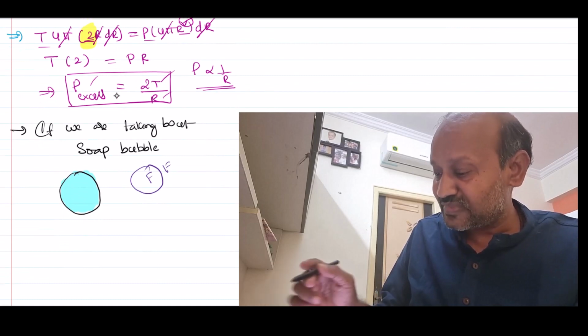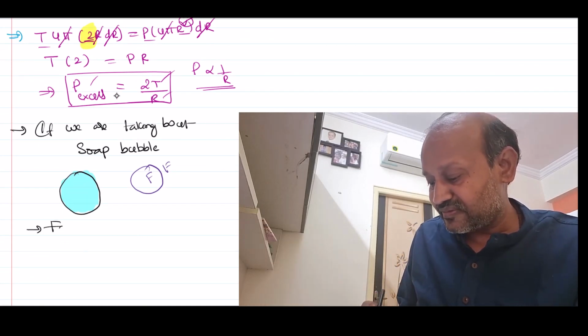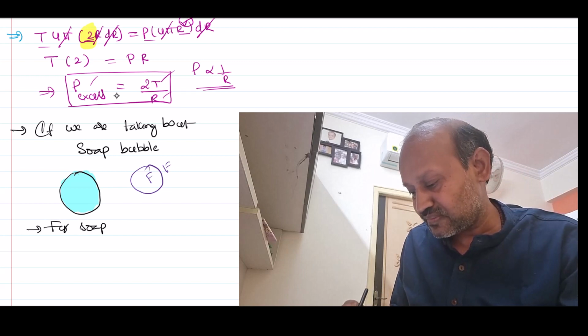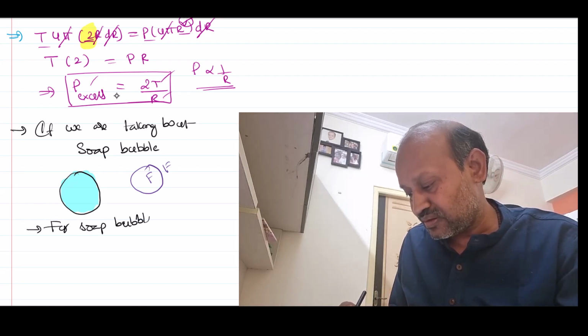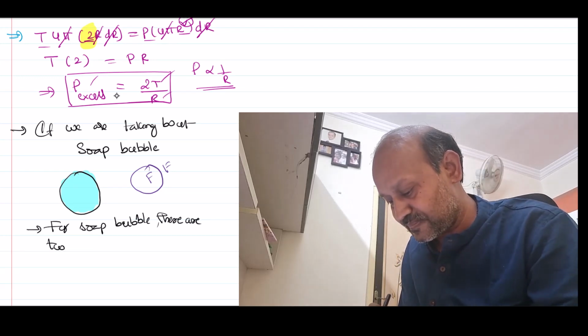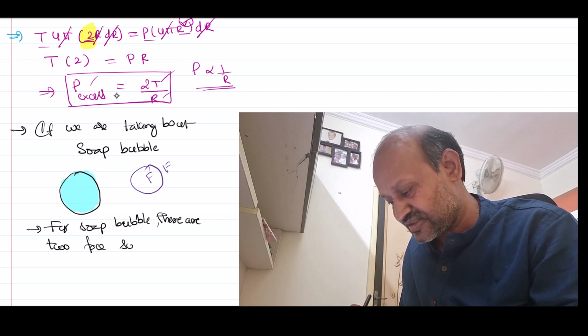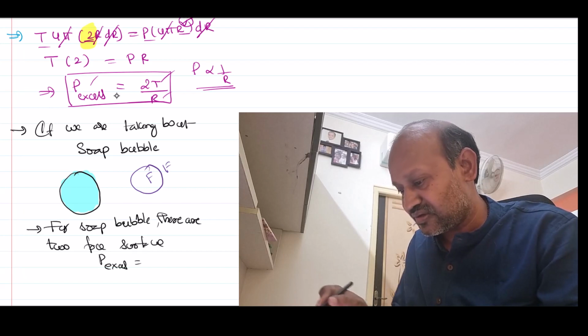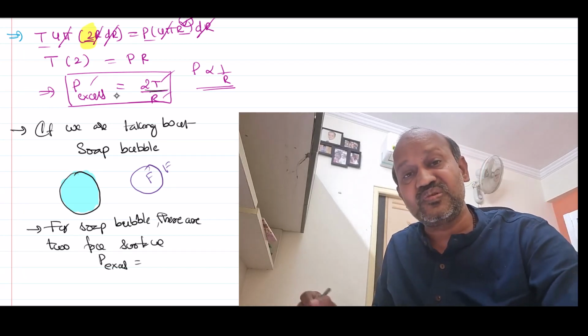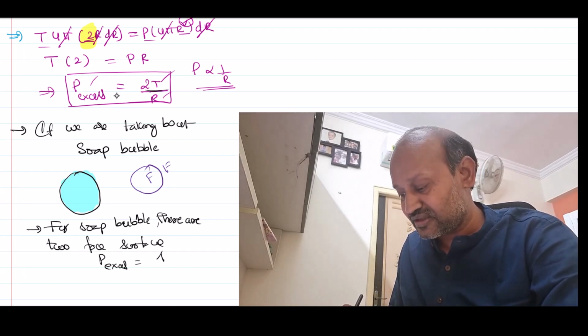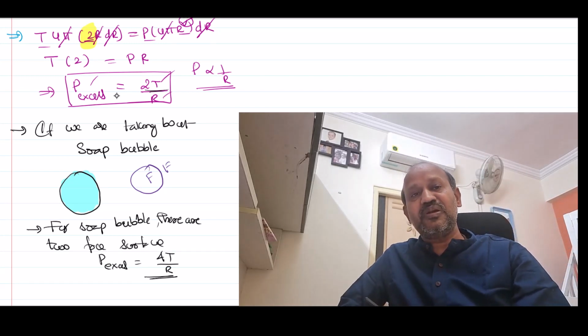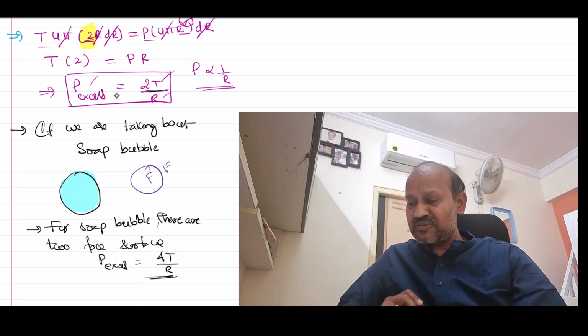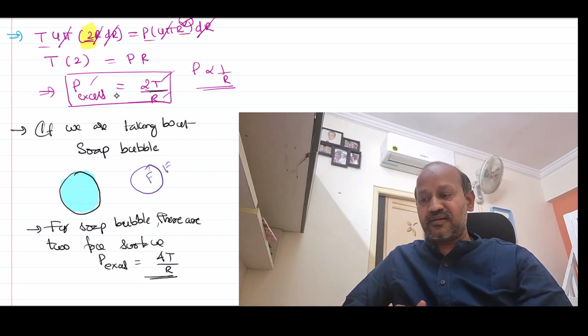For a soap bubble, there are two free surfaces. That implies P excess is equal to not just 2T. For one surface, 2T; there is another surface, therefore there is another 2T. So 4T by R. The excess pressure in a soap bubble is double the excess pressure in a water drop. That's one point that we need to come to.